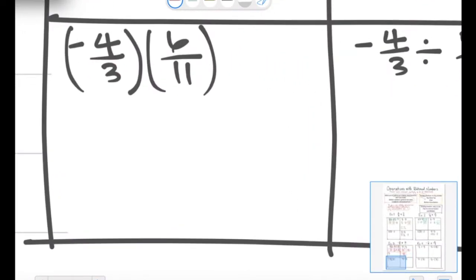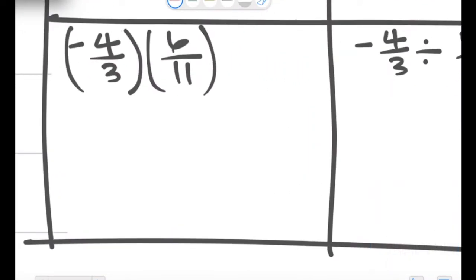So this example here, we're going to multiply fractions. First thing, I want you guys to remember that when you multiply a negative times a positive, you get a negative.